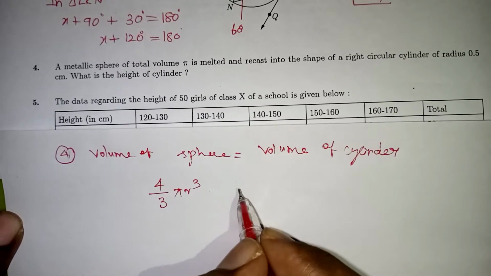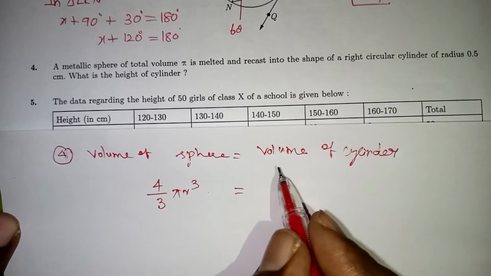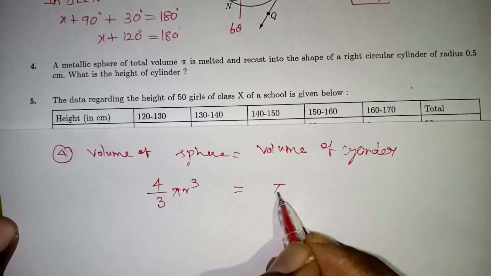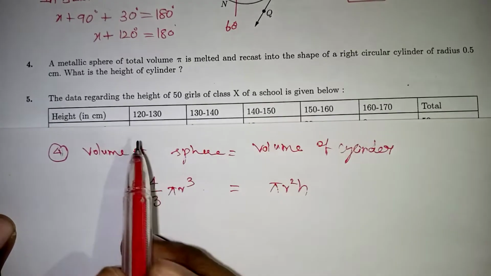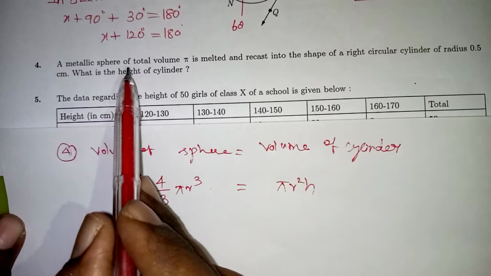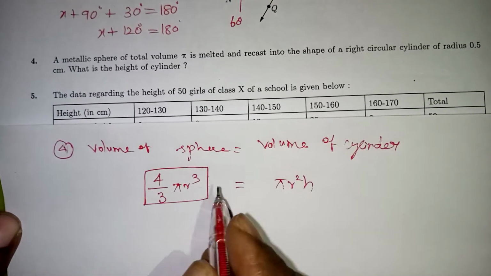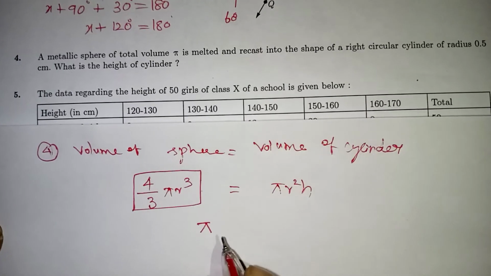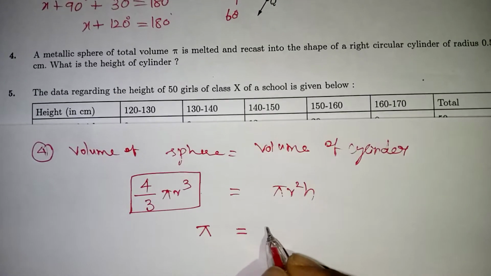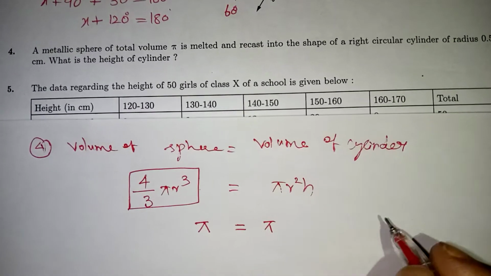Now I am not going to substitute because they have given the value directly. Volume of the cylinder is pi r squared h. But in our question they have given us a metallic sphere of total volume pi. So the volume of the sphere is given as pi. So you can replace it with pi, which is equal to pi into r squared into h.